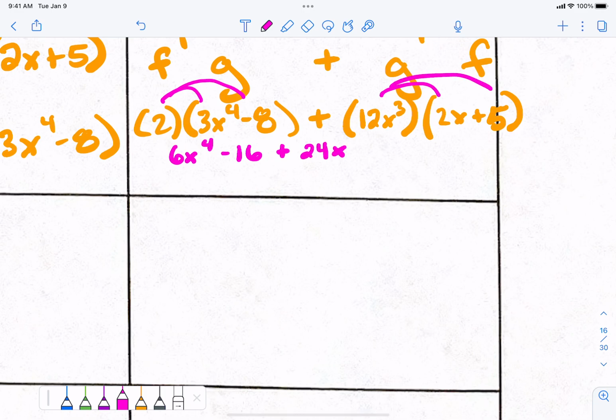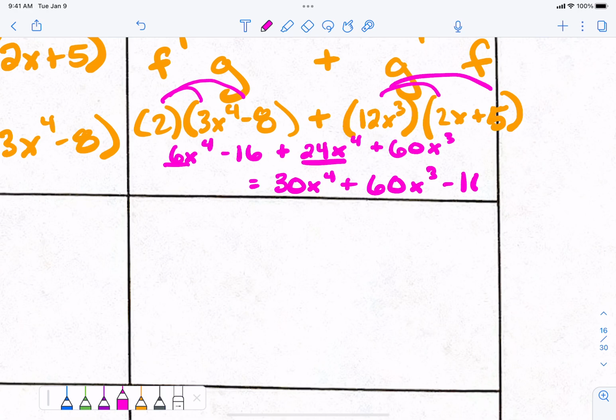24x to the fourth plus 60x to the third. Last thing, we can combine the x to the fourths, and that makes 30x to the fourth plus 60x to the third minus 16. There is my product rule.